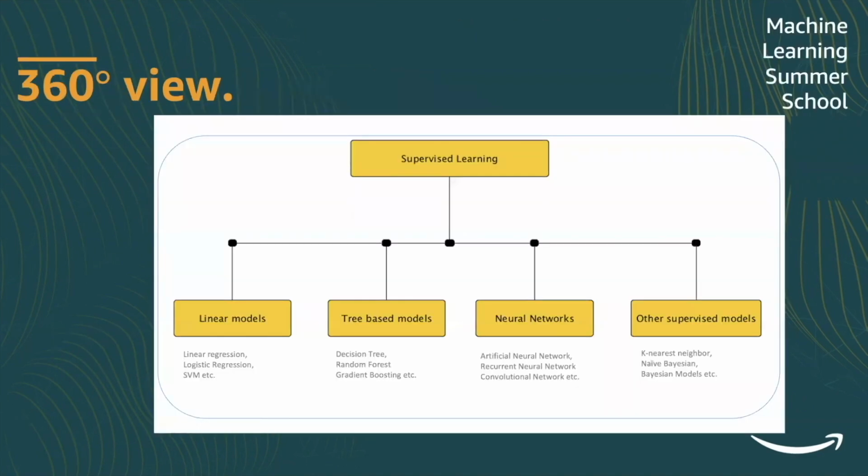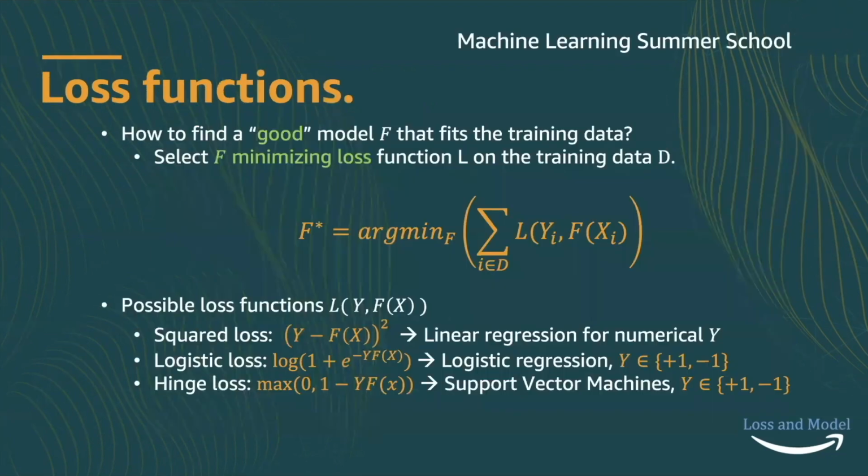This is a very broad overview of the various models from within the supervised learning approach. The simplest are the linear models, which we will look at in the later part of this section. Subsequently, others will cover tree-based models, neural networks, and other models like Bayesian and heuristics and so on.